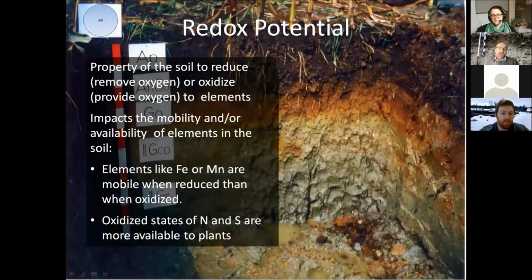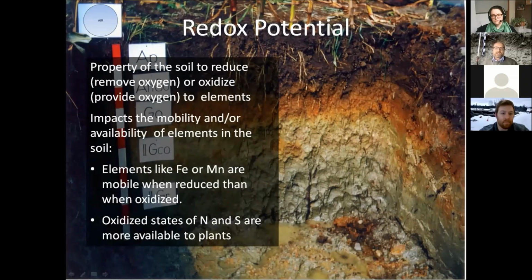Okay, the presence or absence of oxygen determines what is called the redox potential. This is a property to reduce or oxidize elements. That means, in simple terms, to remove or provide oxygen. Besides the impact on the composition of soil air, as discussed in the previous slide, a soil's redox potential also impacts the availability and mobility of elements in the soil. Iron and manganese, for example, are mobile in the soil when reduced, so when there is no air, but they are immobile when they are oxidized.